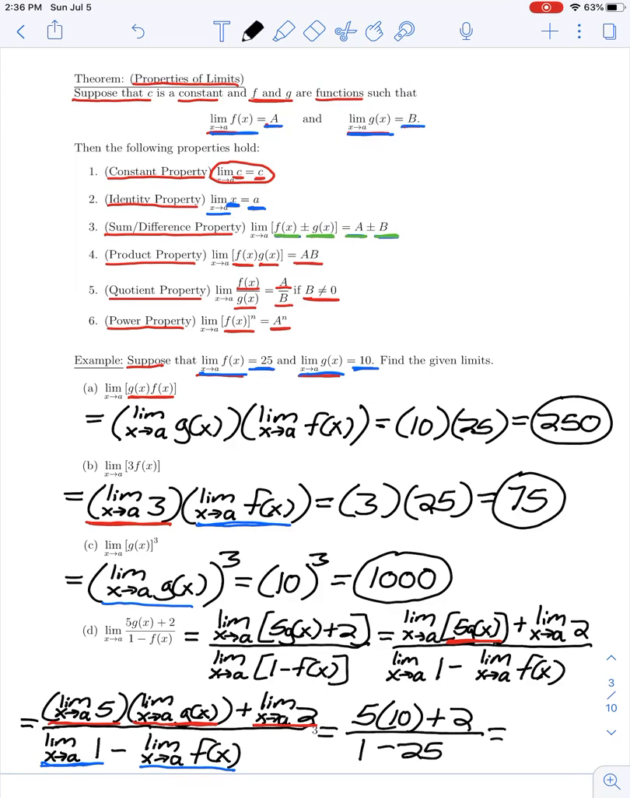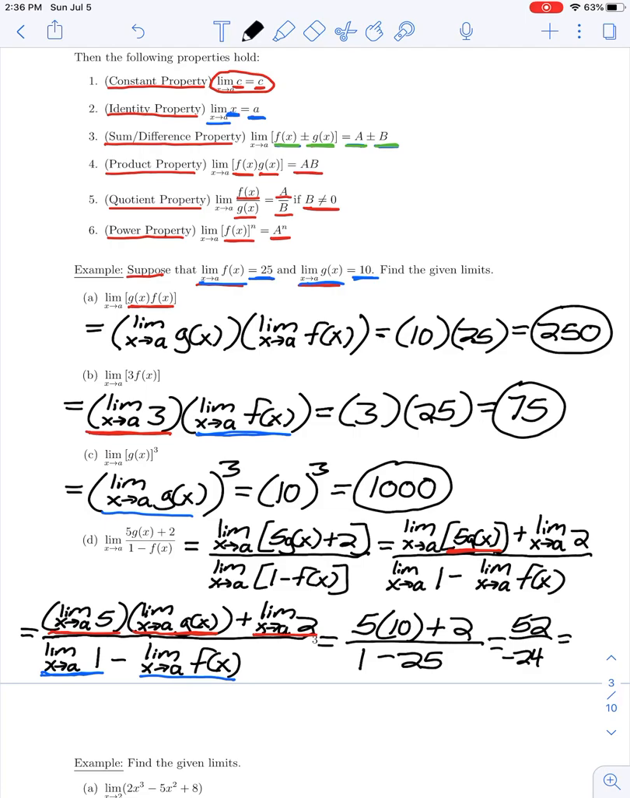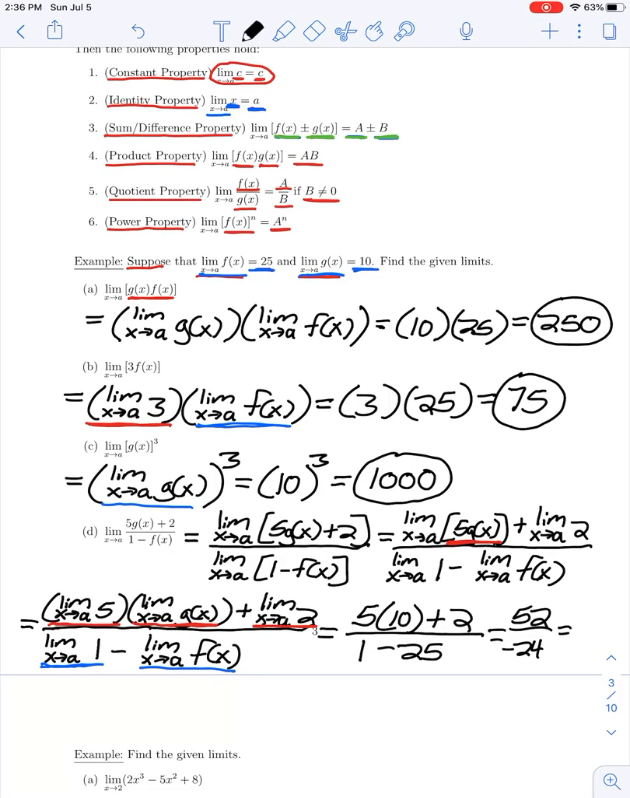So simplifying, in our numerator, we have 50 plus 2, or 52, divided by 1 minus 25, which would give us negative 24. And so, of course, we could simplify this a little bit. This is the same as negative 26 over 12, which is the same as negative 13 over 6.